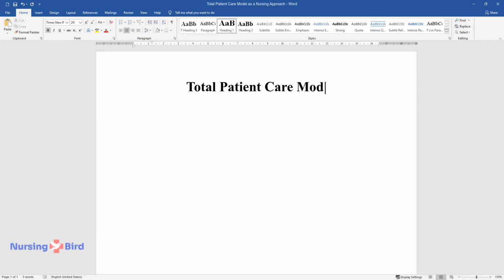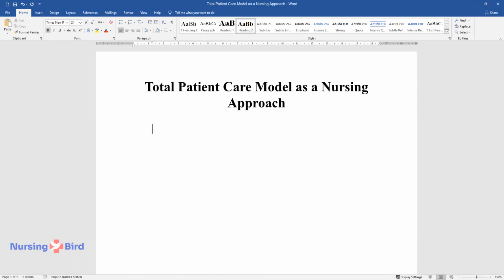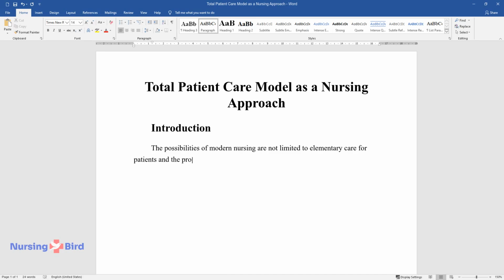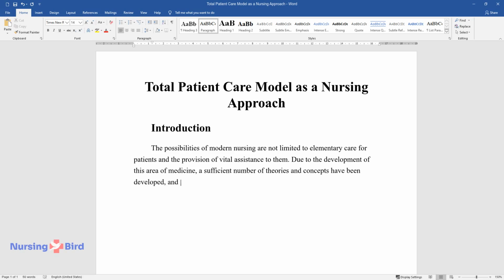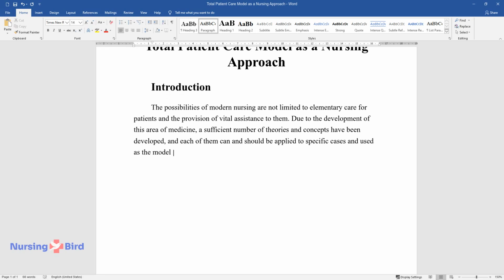Total patient care model as a nursing approach. Introduction. The possibilities of modern nursing are not limited to elementary care for patients and the provision of vital assistance to them. Due to the development of this area of medicine, a sufficient number of theories and concepts have been developed, and each of them can and should be applied to specific cases and used as the model of work.